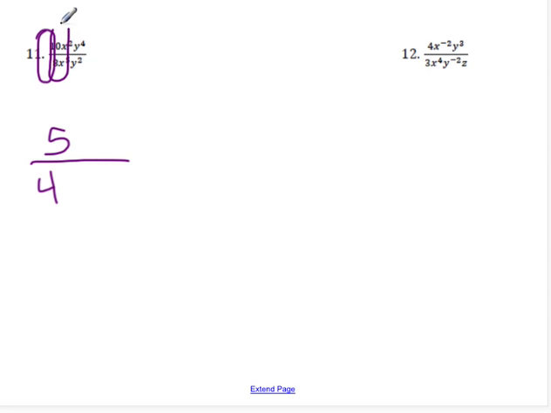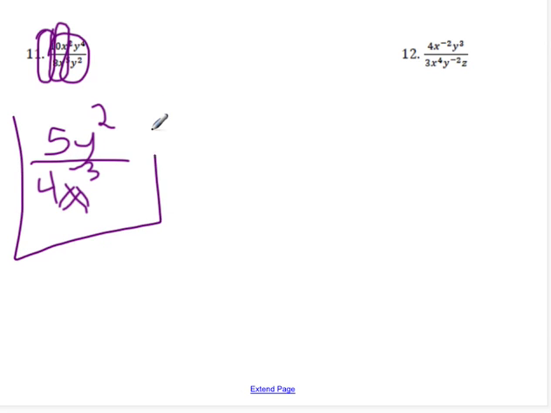Next, I'm going to look at x squared divided by x to the 5th. Well, when you subtract those out, you get x to the 3rd. Now, I need to put that x to the 3rd where my larger amount of x's lie. Since my larger amount of x's is on the bottom, x to the 3rd is going to be on the bottom. Then we have y to the 4th divided by y squared. Subtract those out, and you get y squared up top. So 5y squared divided by 4x to the 3rd.